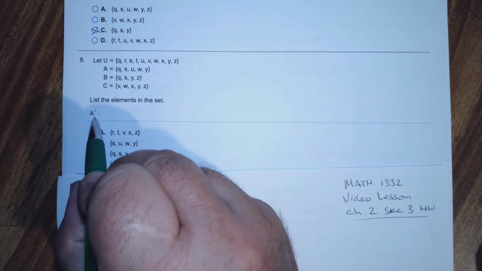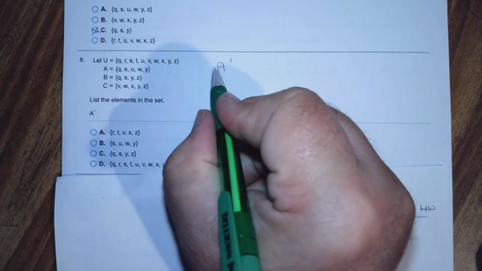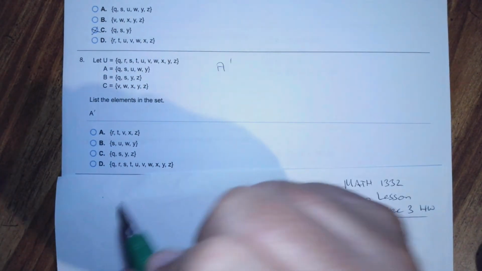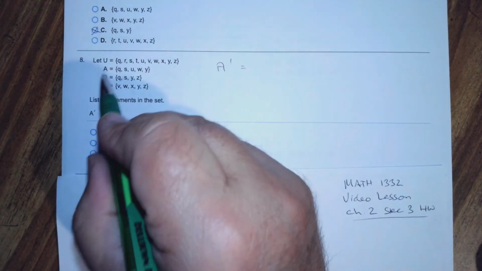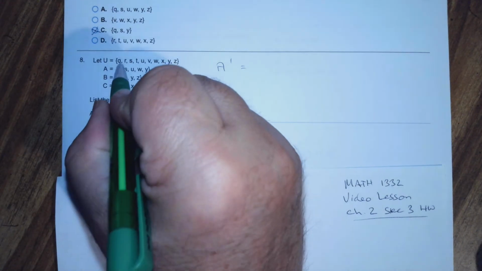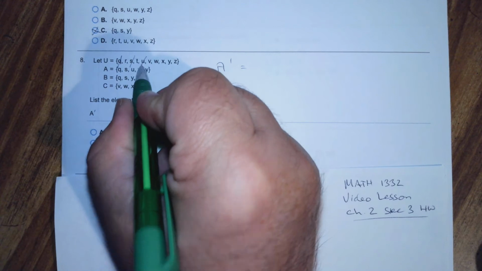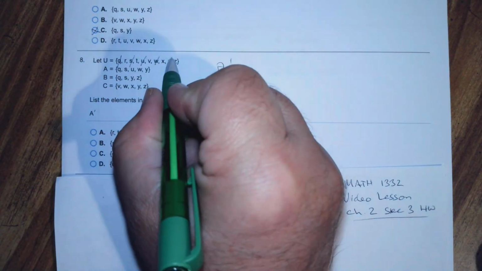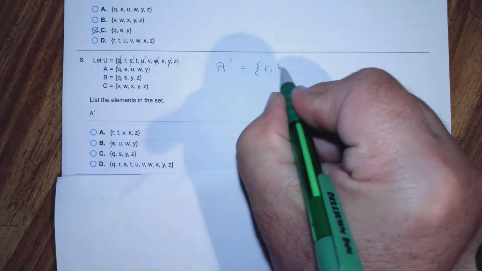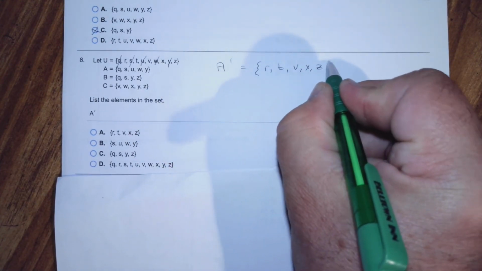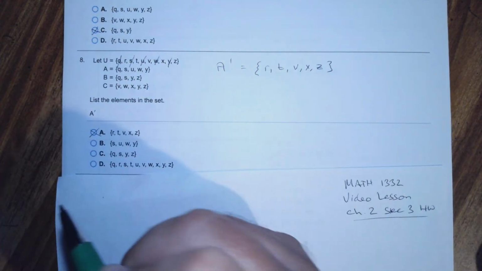Same sets. List the elements of the set A prime, or the complement of A. So, in other words, what's in the universe that's not in A? So we get rid of the Q, the S, the U, W, and Y. So we get R, T, V, X, Z. R, T, V, X, Z is A.